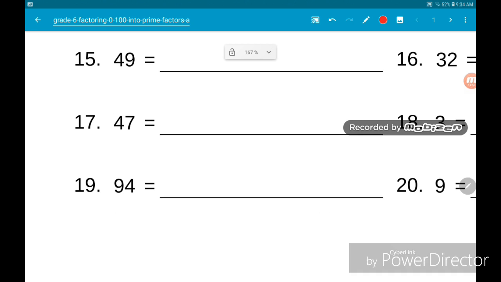49. Two numbers multiplied together give you 49. 7 and 7. 7 times 7 gives you 49. If we do that, we circle the two 7s. So it's 7 times 7. Don't just put one 7. There's two of them. So it's 7 times 7.